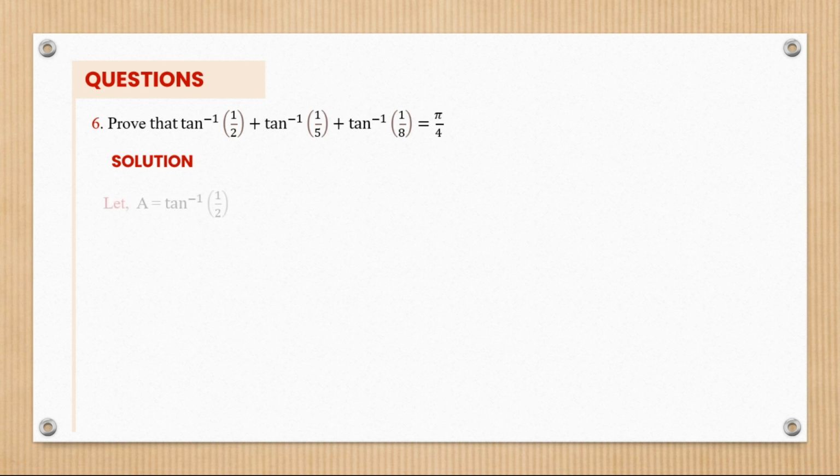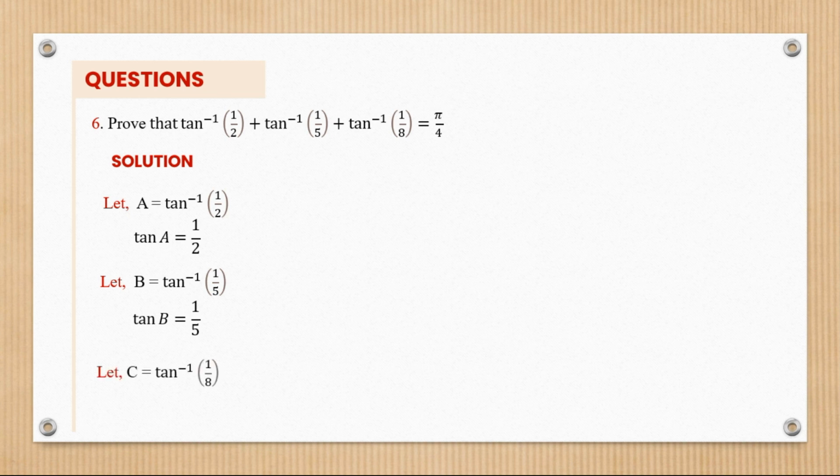So the first step is we're going to let a to be equal to tan inverse of a half, which shall mean that tan of a is a half. Then we're going to let b to be tan inverse of 1 over 5, which shall mean that tan of b is 1 over 5. And then we're going to let c to be equal to tan inverse of 1 over 8, which shall mean that tan of c is 1 over 8. So now this then becomes a plus b plus c being equal to pi over 4. So remember we are proving, but we first replaced these values here with a, b and c, as you can see right there.